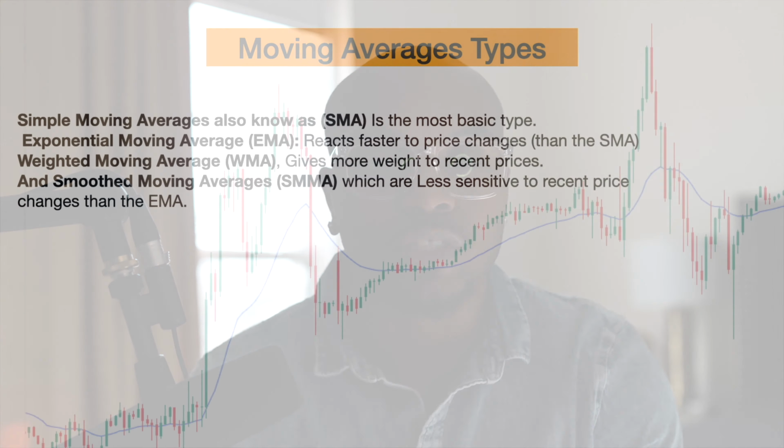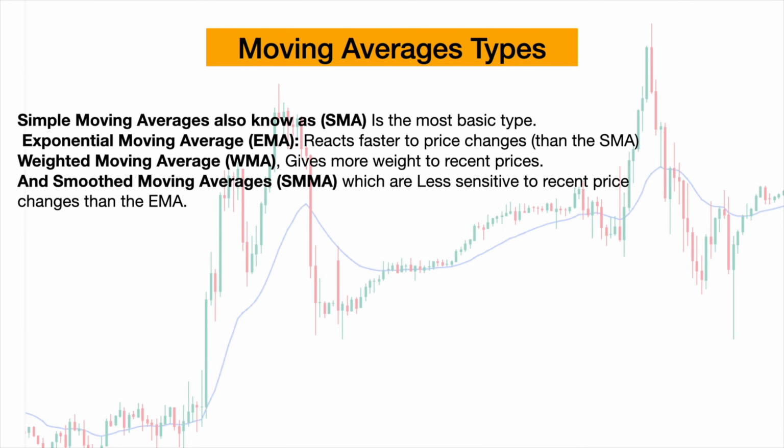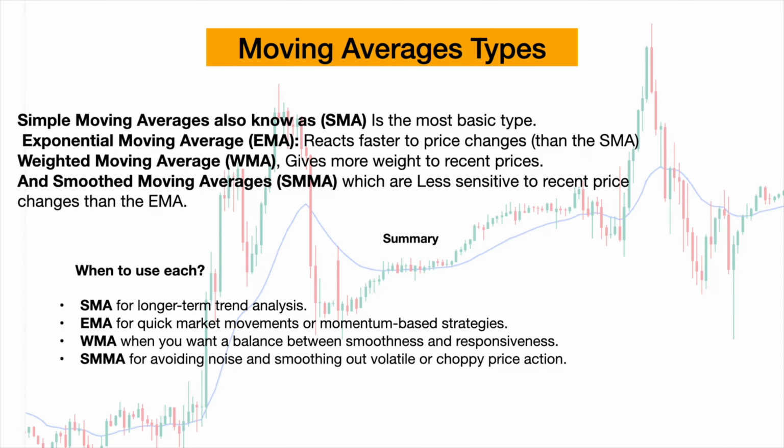The SMA, also known as the simple moving average, is the most basic type. The EMA is the best for fast moving or trending markets where you need quicker responses to price changes. The WMA is a good middle ground between the SMA and the EMA, offering a balance of responsiveness and smoothness, so it's right in the middle. Then you have the SMMA, which is used for avoiding noise and smoothing out volatile or choppy price action.